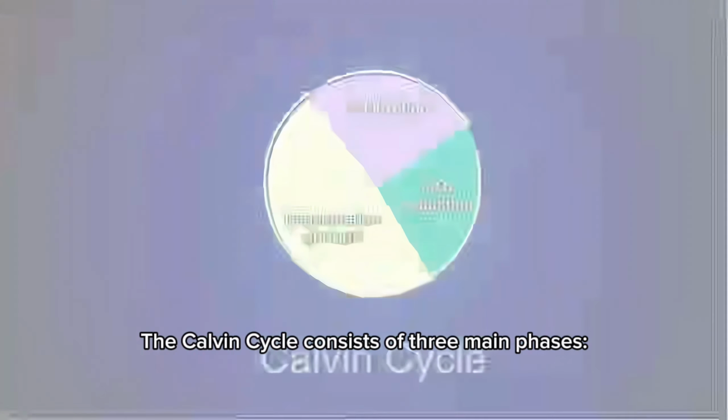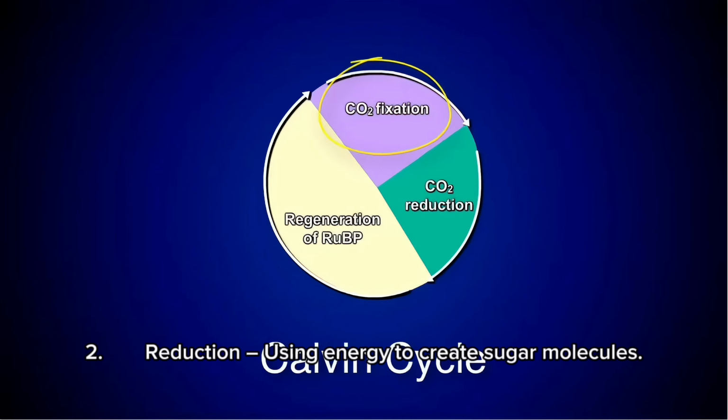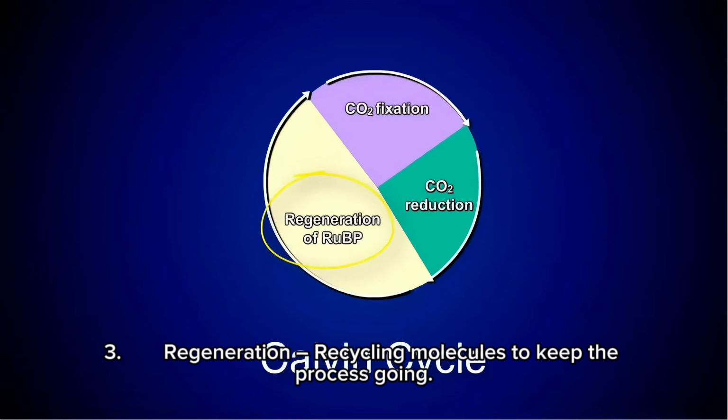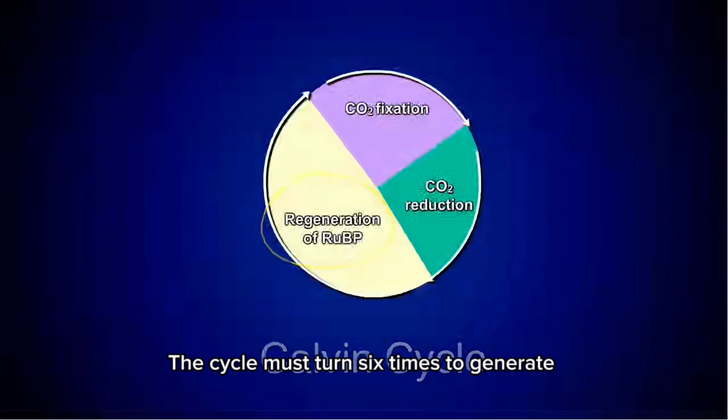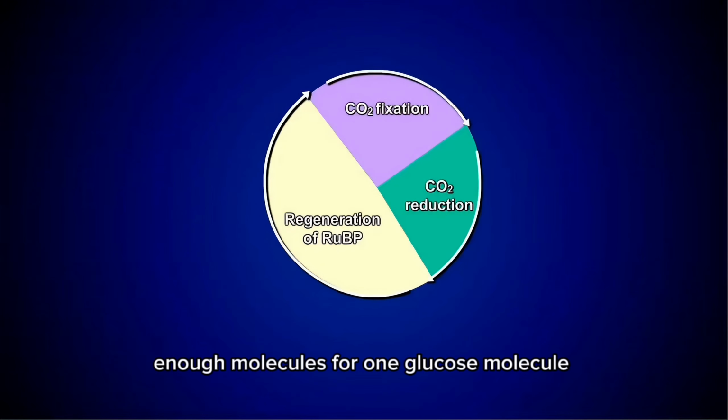The Calvin cycle consists of three main phases. 1. Carbon fixation, capturing CO2 from the atmosphere. 2. Reduction, using energy to create sugar molecules. 3. Regeneration, recycling molecules to keep the process going. The cycle must turn 6 times to generate enough molecules for one glucose molecule.